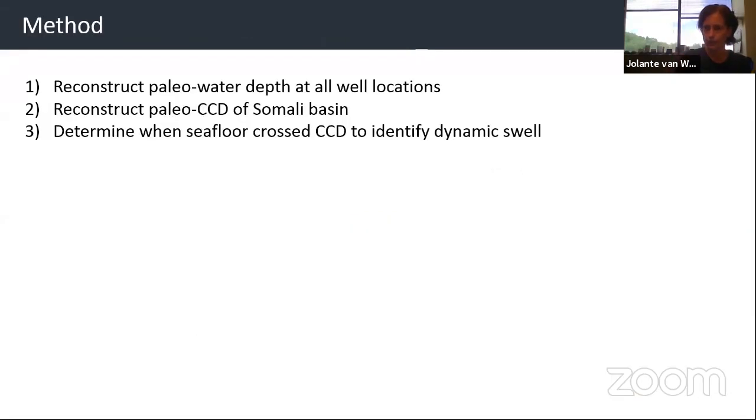So this is our workflow. We start out with reconstructing paleo water depths at all the 8 well locations of the Western Indian Ocean. We also reconstruct paleo carbonate compensation depths of that study area. And by comparing these curves with each other and comparing them with the stratigraphic records described in these wells, we are able to identify the dynamic swell associated with the Afar mantle plume. So we start out with reconstructing the paleo water depths.